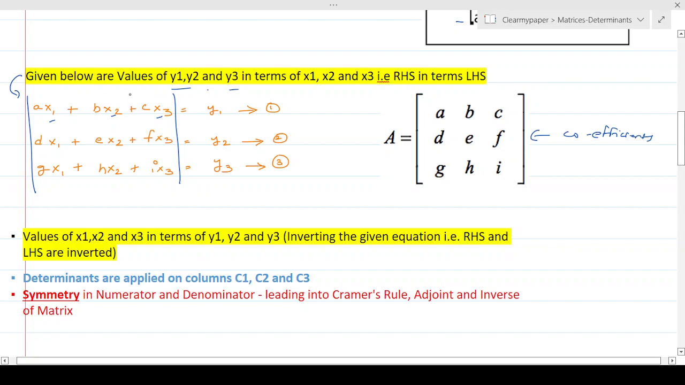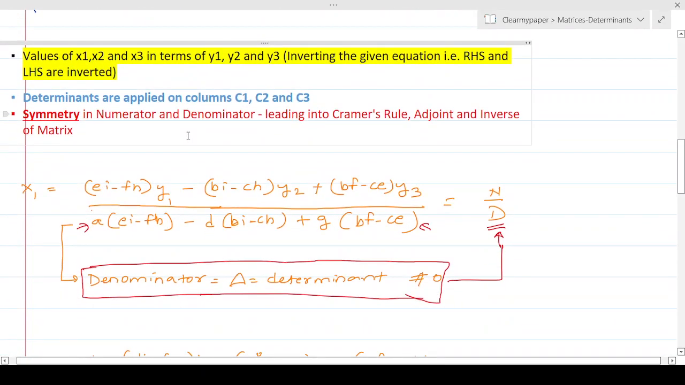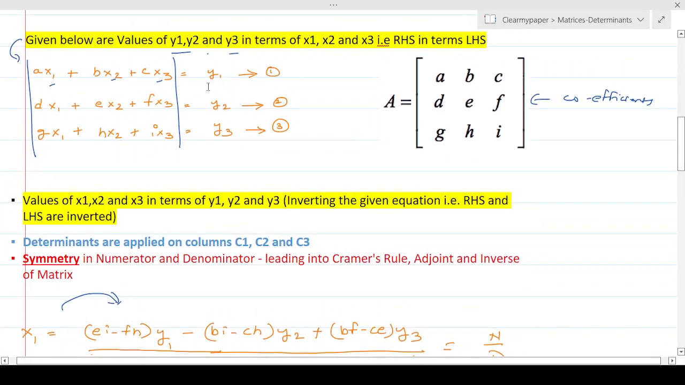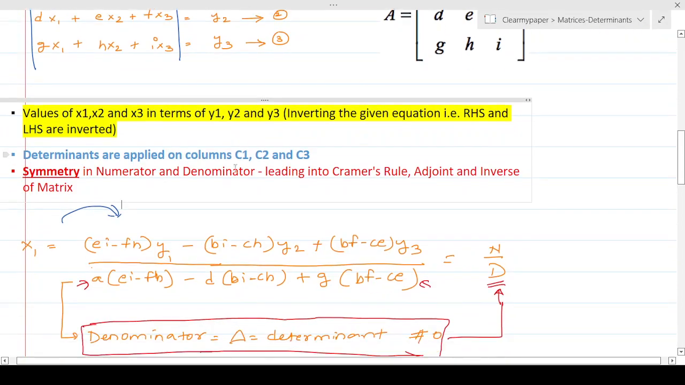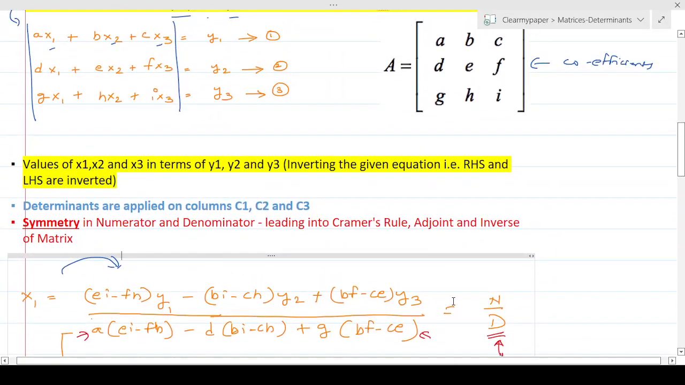And when we try to solve this problem to find the values of x1, x2 and x3, what we end up doing is we flip it around. So we start expressing the values of x in terms of the y. If you see, the terms on the other side of the equal sign have changed. Over here it's y1, y2, y3. Over here it's x1, x2 and x3. So this is called inverting the whole equation, which also means solving the whole equation, which also means finding the value of x1, x2 and x3. It all means the same.